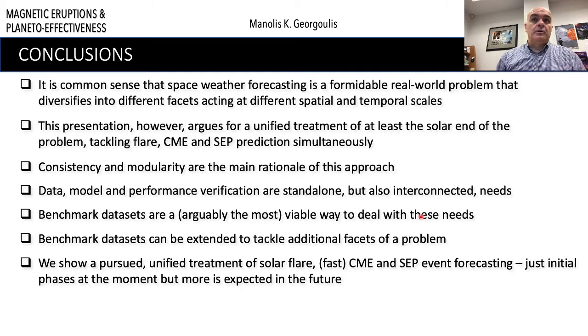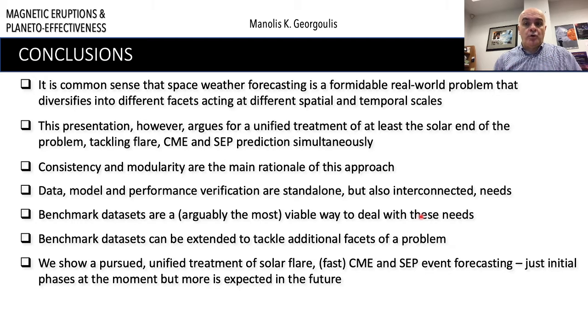So these are my conclusions, pretty much. The first one is pretty important. It tells us that space weather forecasting is a real-world problem, and moreover a formidable one that diversifies into different phases at different spatial and temporal scales. There is a temptation to treat these different phases as different problems. This is not what we think is the most appropriate approach. We should be able to tackle the problem simultaneously, to the extent possible.